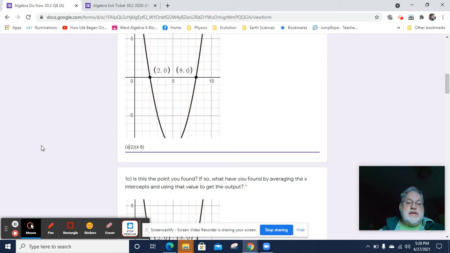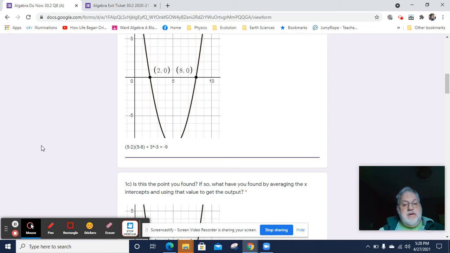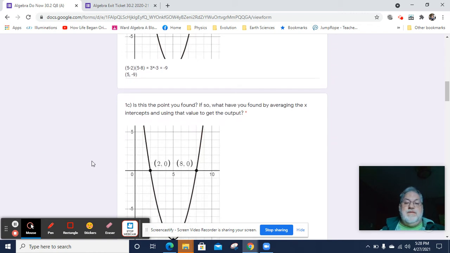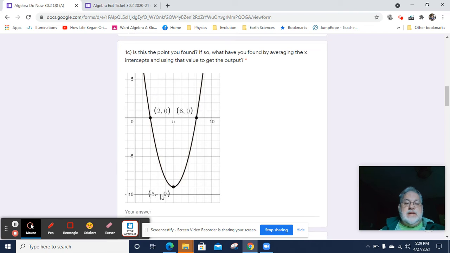I'm going to replace x with 5 here and 5 here. And so I'm going to end up with 3 times, well, look at that, negative 3. So I'm going to get negative 9. That tells me if x is 5, y will be negative 9. That's my input, that's my output. Let's see if that's what we found. And indeed, that is what we found, 5, negative 9.